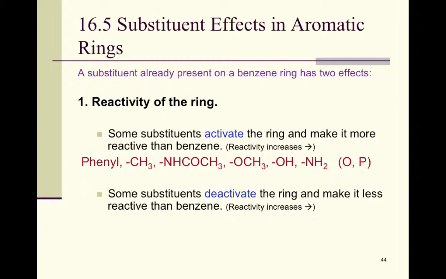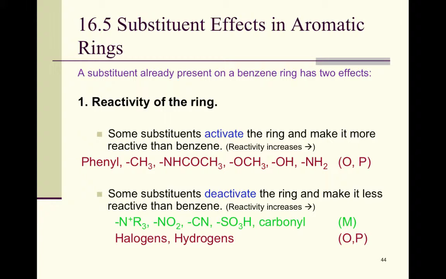Some substituents deactivate the ring and make it less reactive than benzene. Ammonium, NO2, CN, SO3H, carbonyl groups, those are all deactivators, and they're also metadirectors. We have two others that are classified as deactivators. Those are the halogens and also hydrogens.